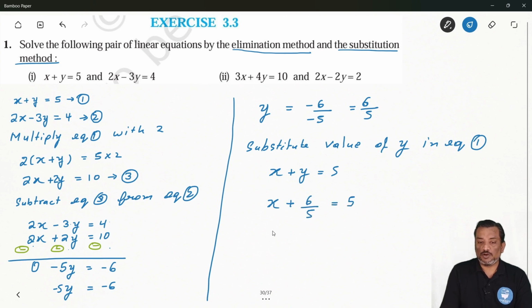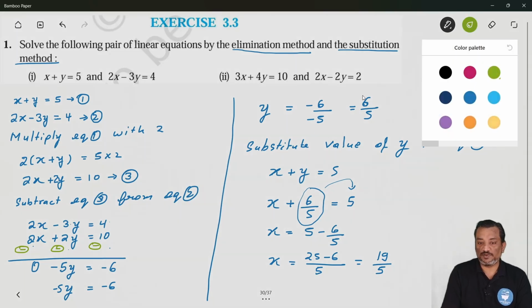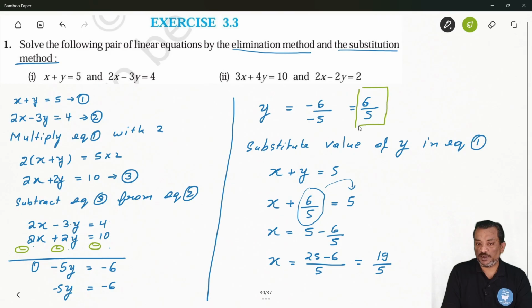5. Now after that you can transpose these things to another side. So if you transpose, so it will become what? Negative. So you can say x is equal to 5 minus 6 over 5. Okay, so you will get how much? So x is equal to, you can take the LCM 5. So 25 minus 6, you will get how much? 19 over 5. Okay, x value you have got 19 over 5. So you can say y value you will get how much? 6 over 5, and x value you will get 19 over 5.